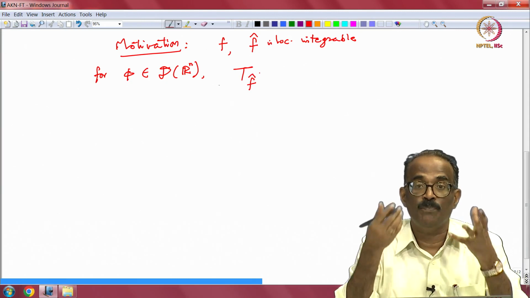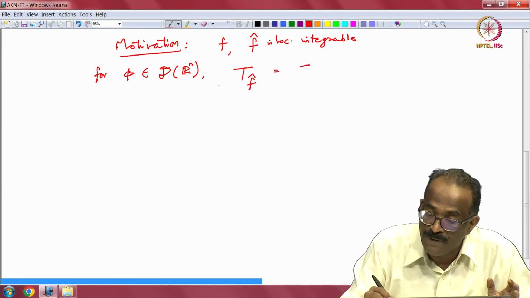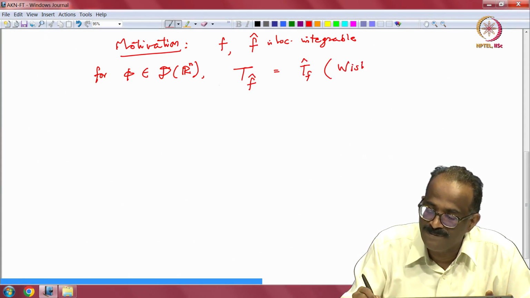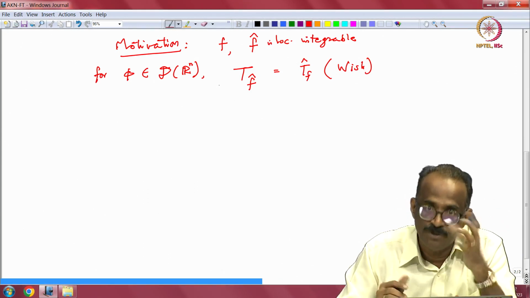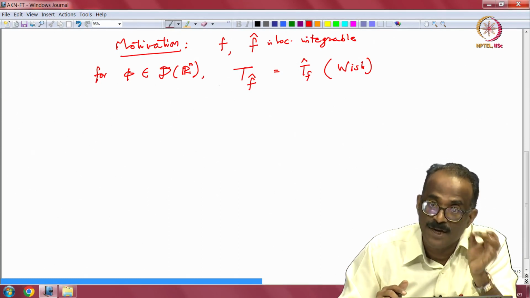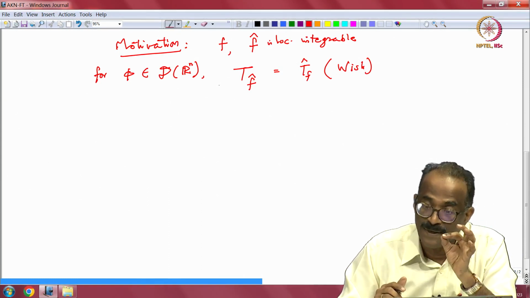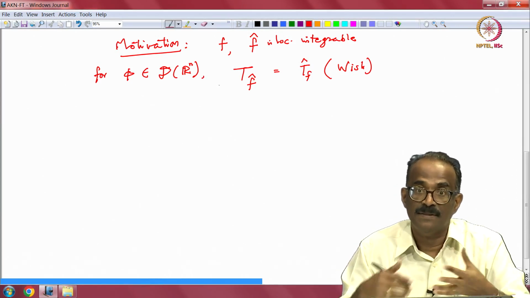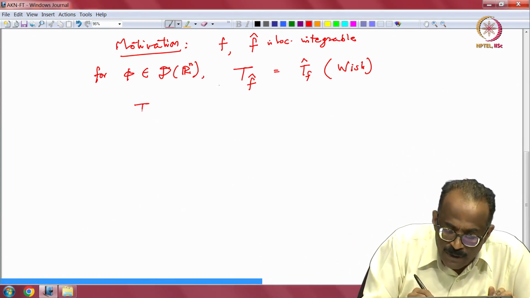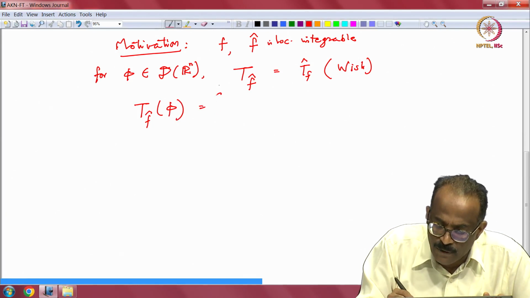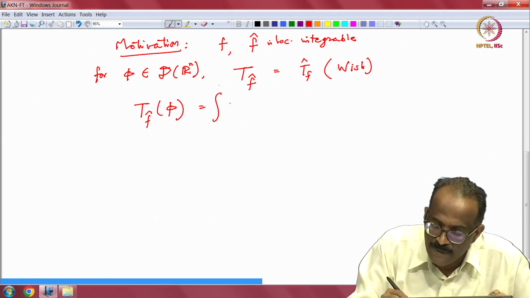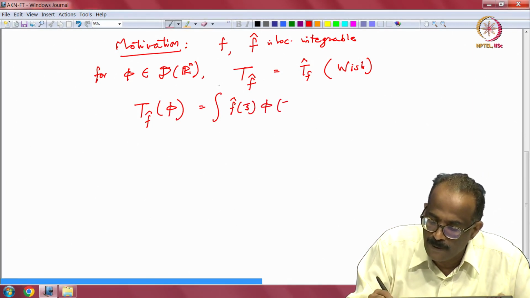This should be your T f hat. This is our wish, right. The distribution given by f hat should be the same as the Fourier transform of the distribution given by f. It should coincide, and that is the formula we are looking at. So, you look at T f hat acting at phi, which is equal to the integral over R n of f hat of psi phi of psi d psi.